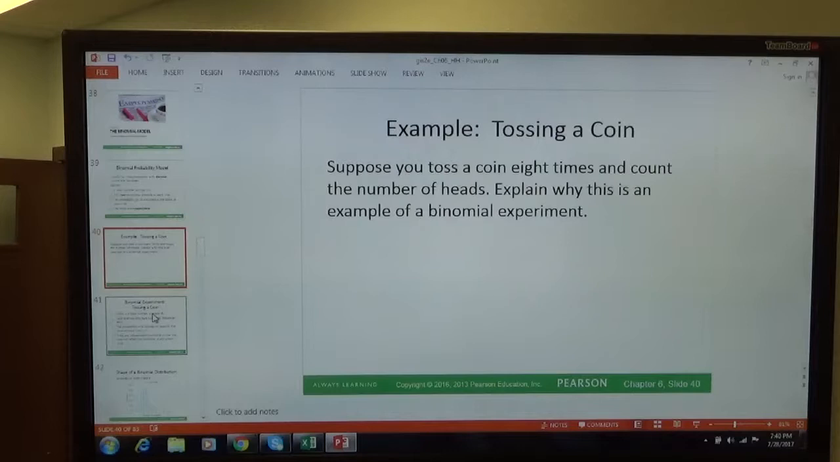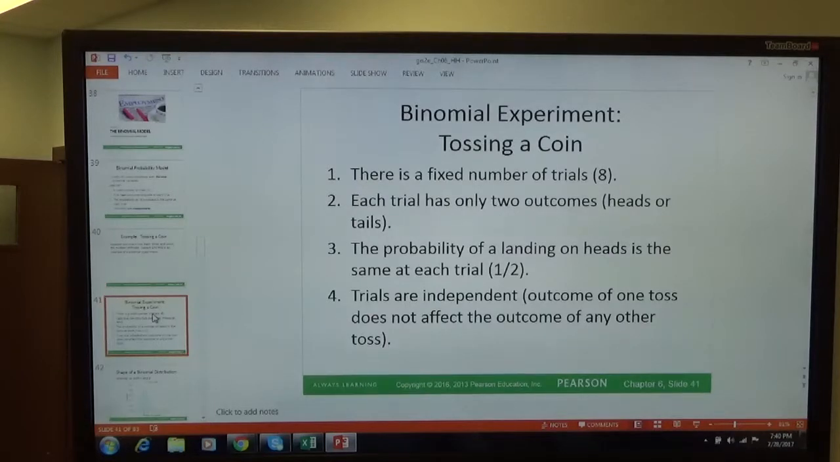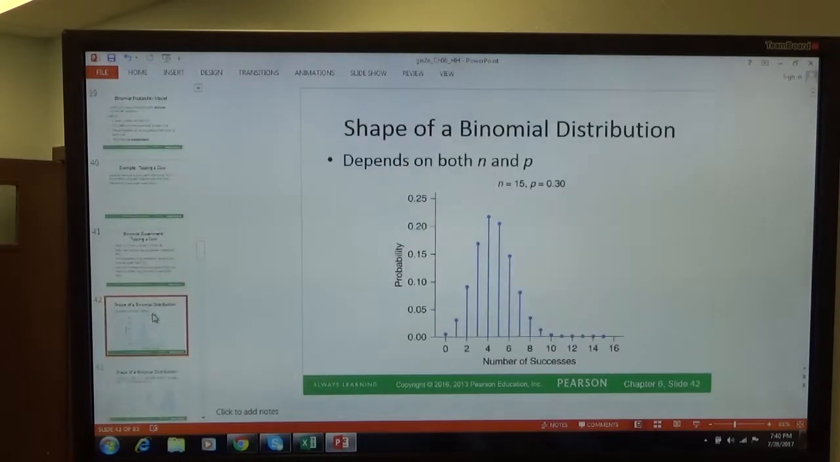Because this is easier, we try 8 times. And also, each trial has 2 outcomes, head or tail. The probability of getting a head is the same. And all trials are independent. Okay.